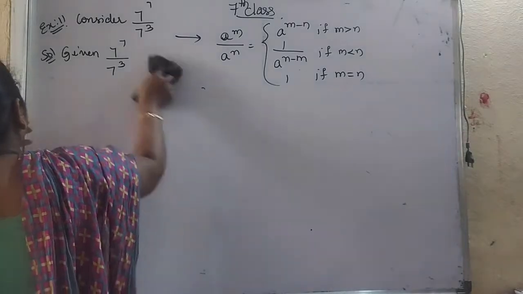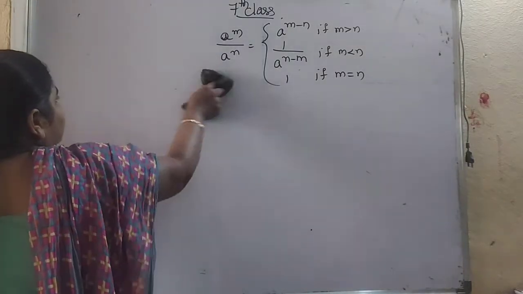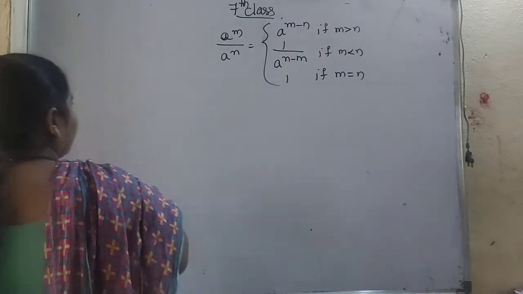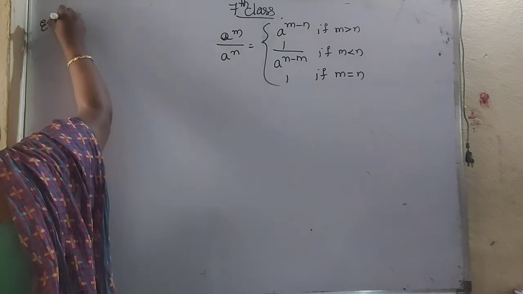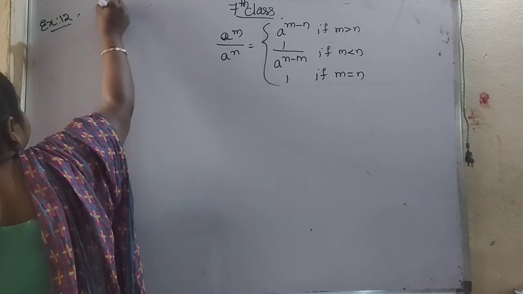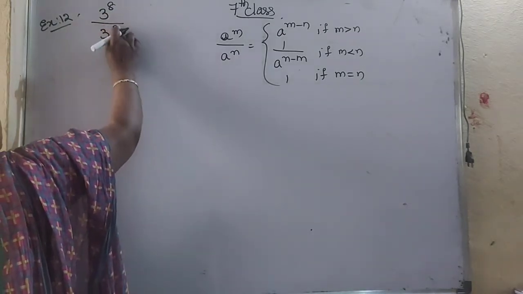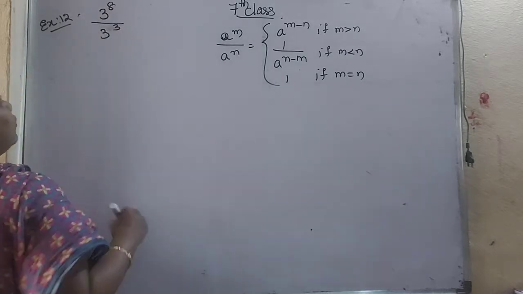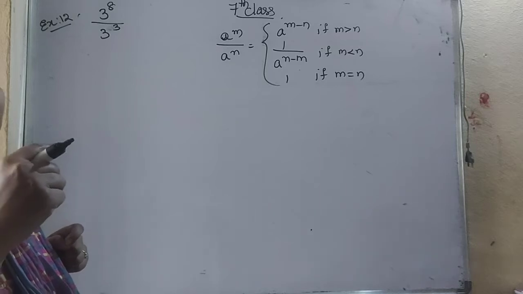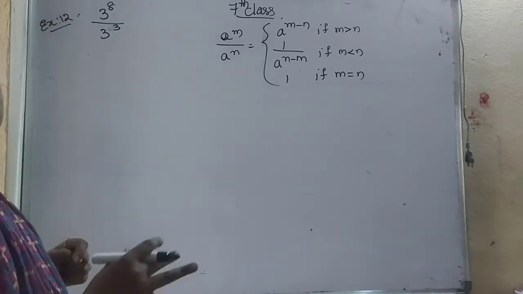Next is example number 12. Example 12, that is 3 power 8 by 3 power 3. Again the bases are equal, and it is in the form of a fraction. The m value and n value are different, so by seeing the m and n values we have to choose the condition.